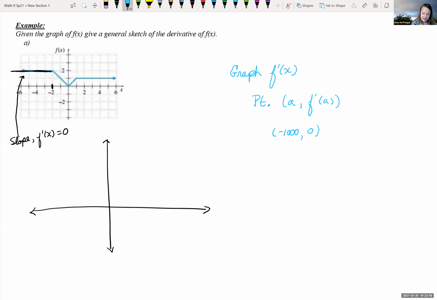If I looked at coming into -4, that slope at this point, it's horizontal, is still 0. When I come into -1, my slope is still 0. And then as I'm getting to -2, this is where I have a sharp corner. And remember, sharp corners on our graph, the slope does not exist, or it's not differentiable there.